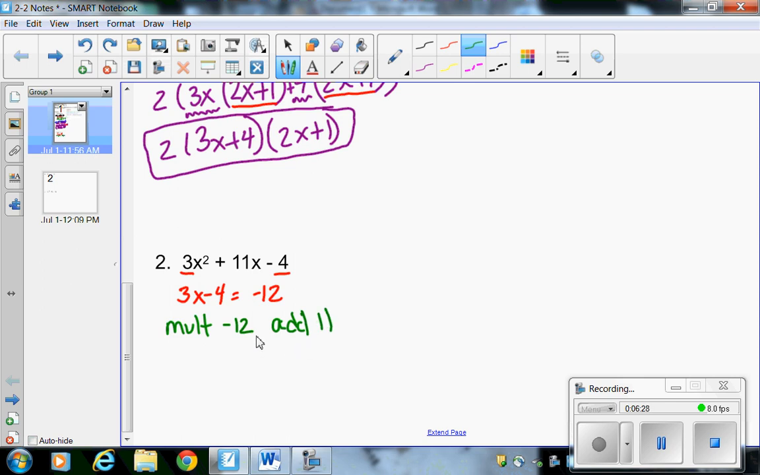So what are two numbers that multiply to be negative 12? And if you need to, off to the side, write all of the factors of negative 12. Well, you would have 1 and 12, 2 and 6, 3 and 4. So out of all of those, how can I add to be a positive 11? You would need a positive 12 and a negative 1.